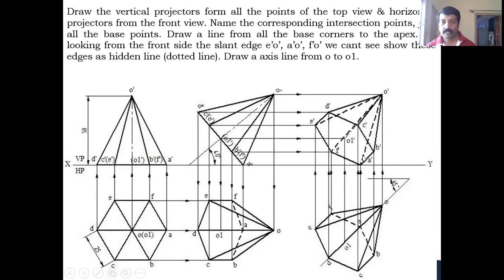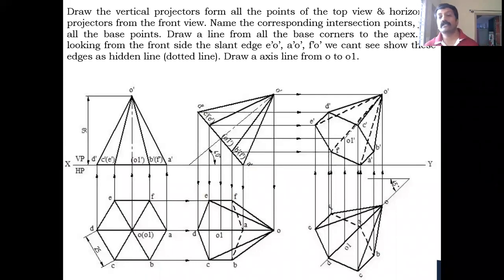So here A is here, A dash is here, this is A dash. B is here, B dash is here, this is B dash. C is here, C dash is here, this is C dash. D is here, D dash is, where is D dash? Here, this is D dash. E is here, E dash is here, this is E dash. F is here, F dash is here, this is F dash. The base point O1 is here, and O1 dash is here, this is O1 dash. Apex point O is here, O dash is here, this is your O dash.